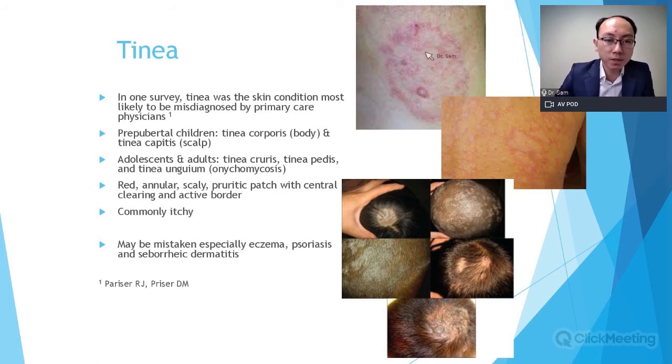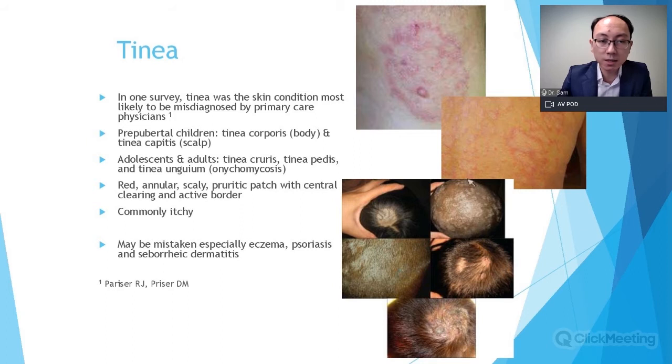How we describe it: from this picture, you see there's a red annular margin, and you also have a very scaly region, this white region is actually very scaly, and they will have a pruritic patch due to the scratching of the patient, and there is central clearing. So the central region is quite clear and looks less inflamed. And this tinea most of the time is itchy and commonly mistaken as eczema, psoriasis, and even seborrheic dermatitis. You can look at the picture over the right lower end.